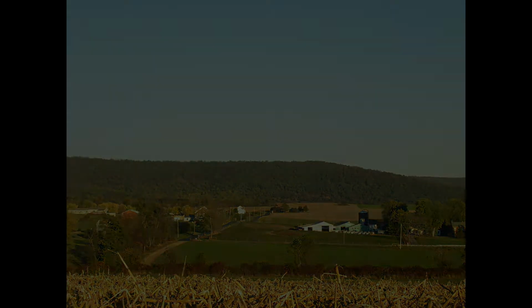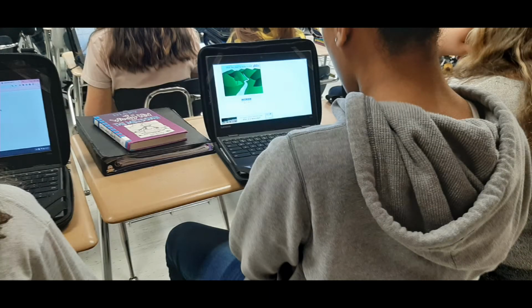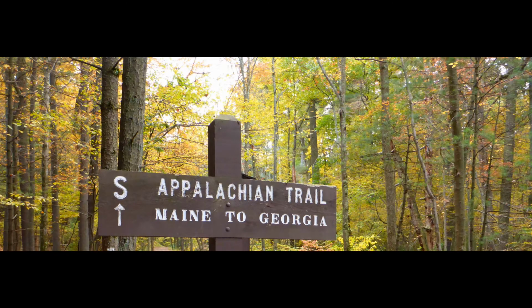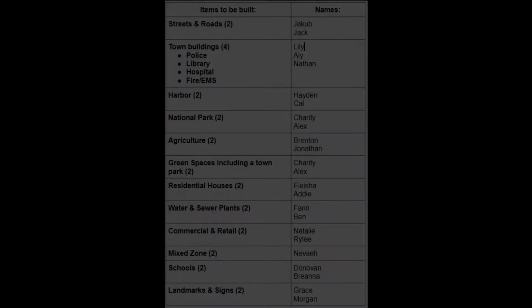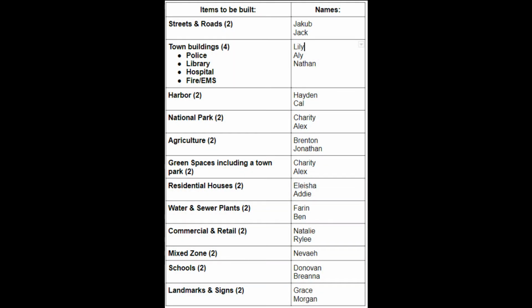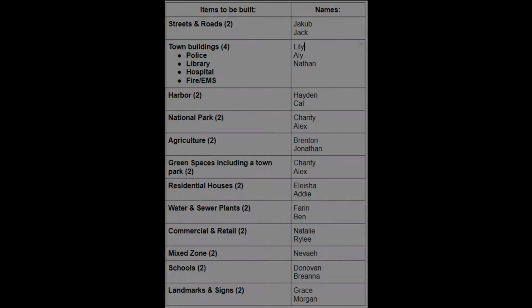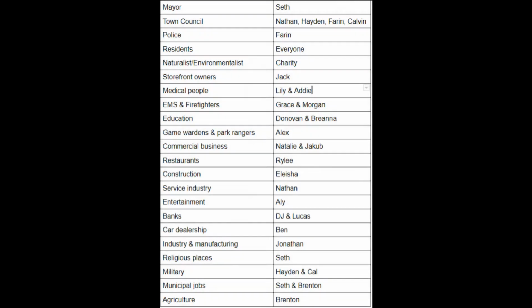Students became town planners and tackled the large questions of resources, waste, recreation, housing, and management. They assumed a role within our town: mayor, town council, business owners, law enforcement, homeowners, recreational planners, and even environmentalists.